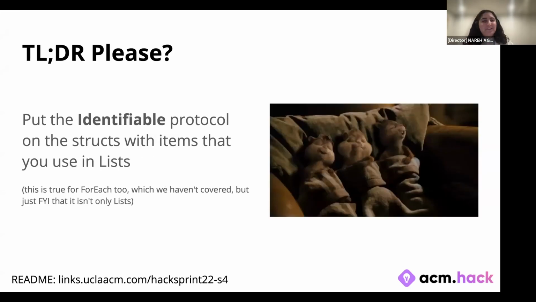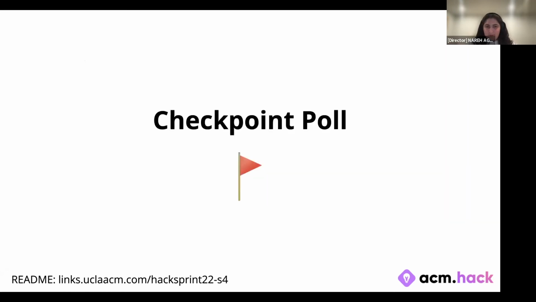So that was a lot of talking. So just a big TLDR is that we want to put the identifiable protocol on the structs with items that you use in the list. And this is not just unique to lists. There's something called ForEach, which we haven't covered, but that's just an FYI, that it's not only lists that need this. Identifiable is used very frequently.